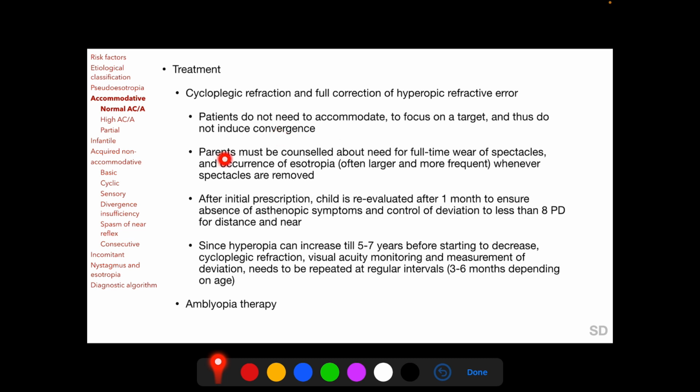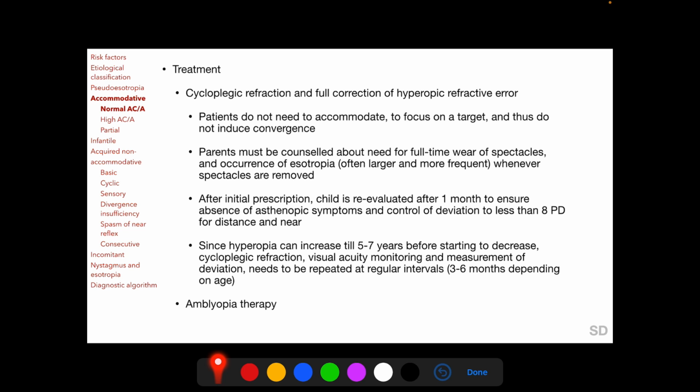Parents of the patient must be counseled about the need for full-time wear of spectacles and also should be made aware of occurrence of esotropia whenever spectacles are removed, with this esotropia often being larger and more frequent than the esotropia occurring before onset of spectacle wear.